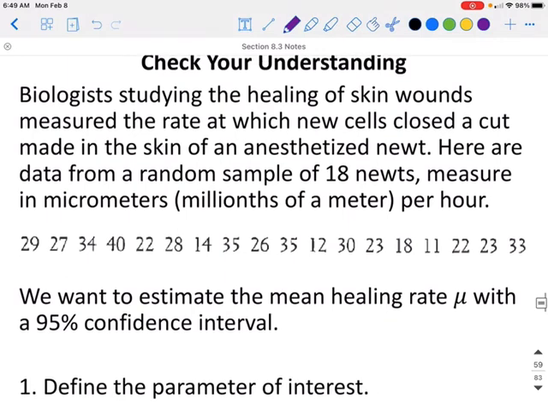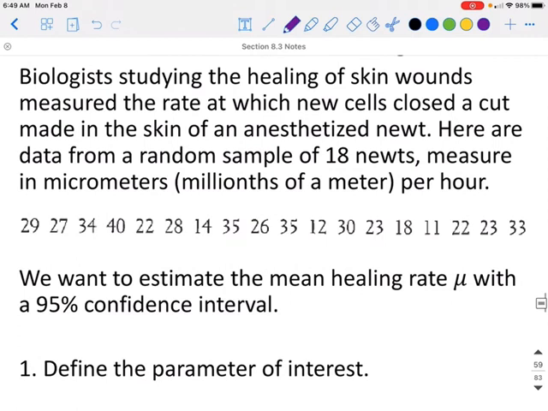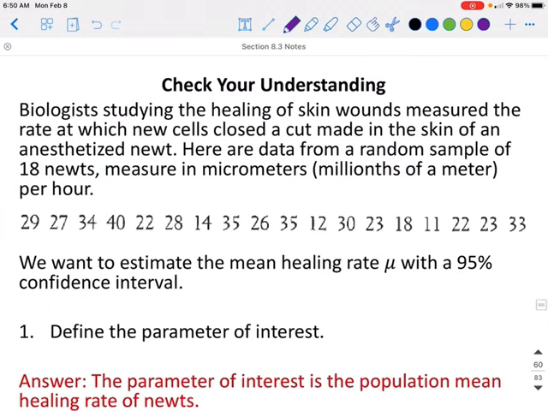Biologists studying the healing of skin wounds measure the rate at which new cells closed a cut made in the skin of an anesthetized newt. Here are the data from a random sample of 18 newts measured in micrometers per hour. We want to estimate the mean healing rate mu with a 95% confidence interval. So first, let's define our parameter of interest. The parameter we're interested in is the population mean of the healing rates of the newts.